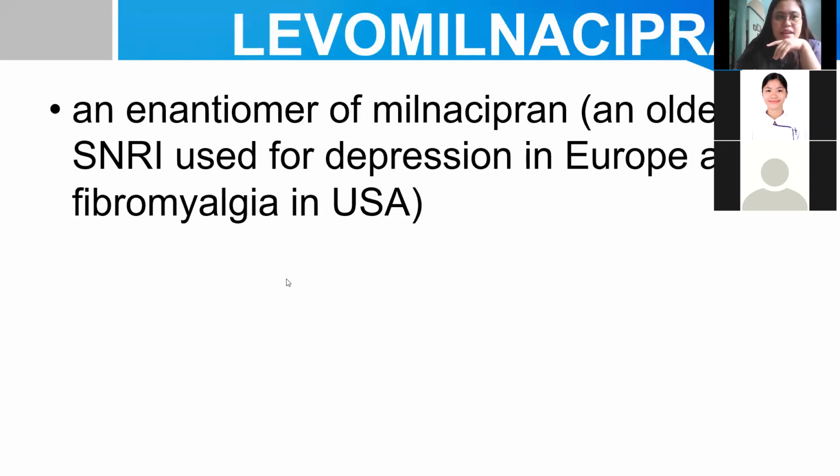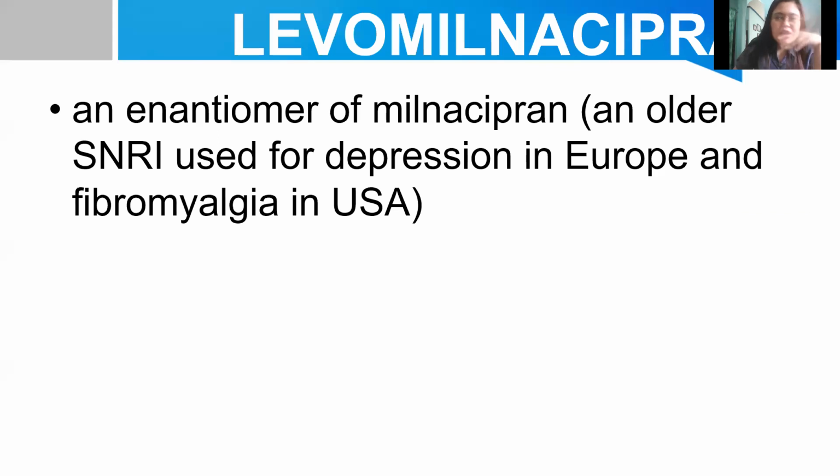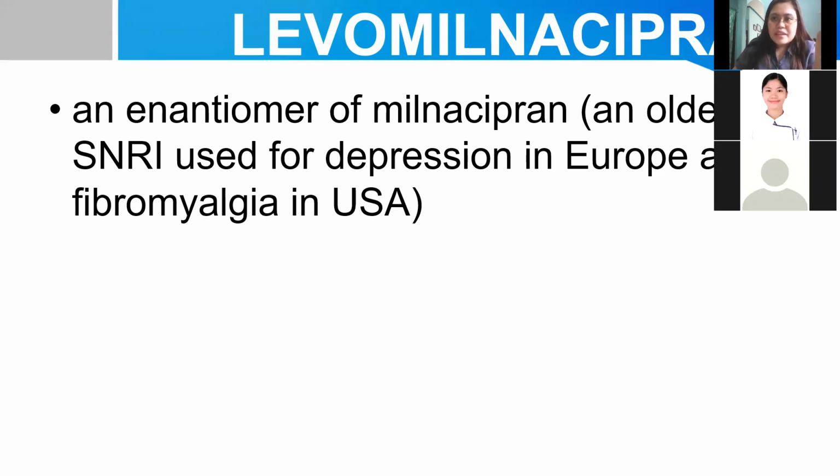Okay? And then the last one, we have the levomilnacipran, which is coming from milnacipran, the older SNRI na ginagamit for depression sa Europe. Pero sa US, ang milnacipran is ginagamit for fibromyalgia. So that's muscle pain. Okay? Pero depression ihangga antidepressant siya sa Europe. Now they have made an analog of milnacipran, enantiomer levo. So this one is an optically active drug already, and it can rotate the light to the left. So that is why levomilnacipran.